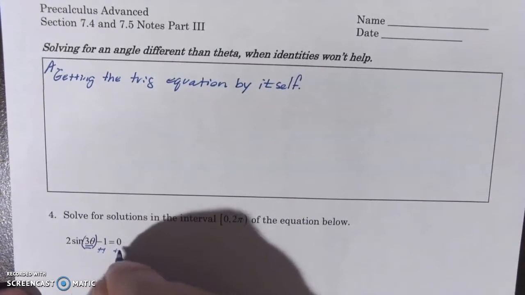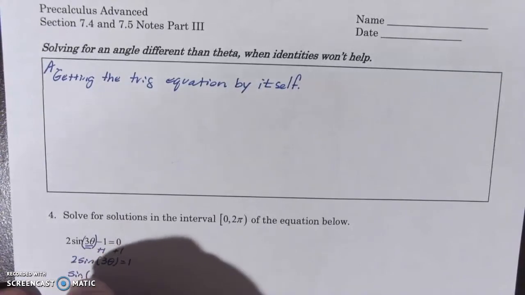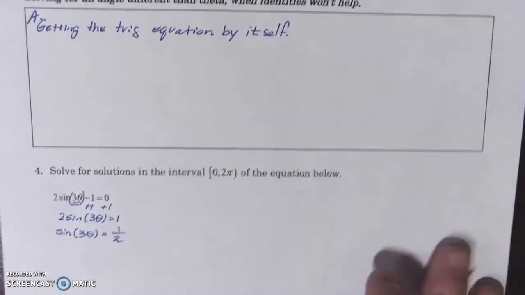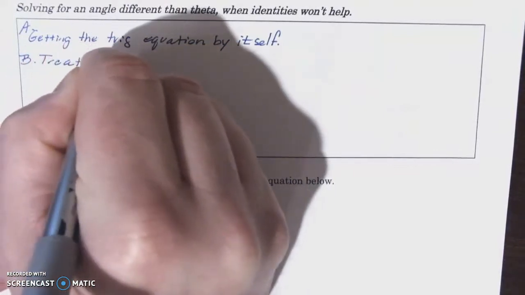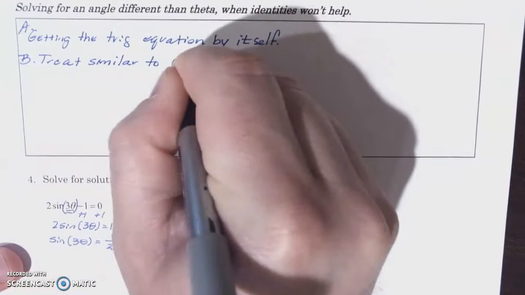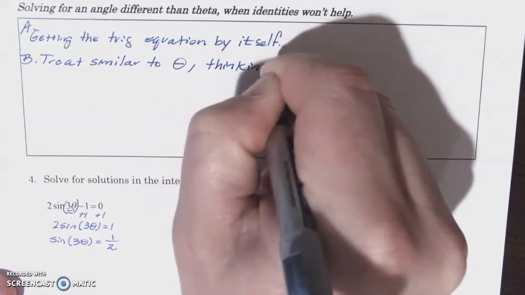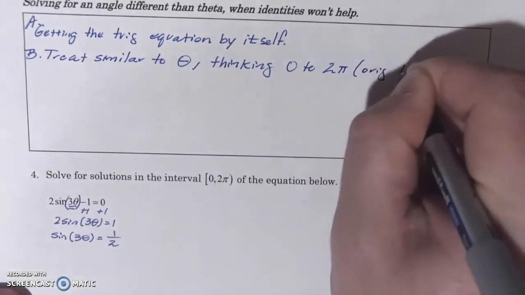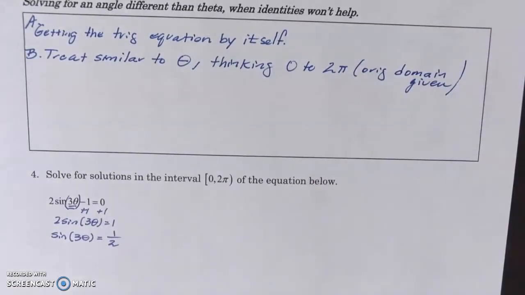So let's start with step A, getting the trig equation by itself. Let's add 1 to both sides. Let's divide by 2. All right, awesome. Now we're going to treat this momentarily similar to if this said theta, thinking about our original domain, 0 to 2 pi. I really should put original domain given.